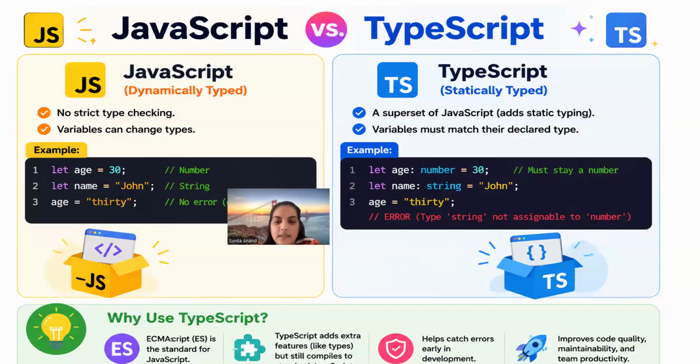It helps catch errors early in development. See here, at compile time itself you're getting an error, whereas in JavaScript you're not getting any error, right? It's dynamically typed. In TypeScript, while you're writing the code itself, you're able to catch the errors. So it helps you very quickly understand where your errors are, and improves code quality, maintainability, and team productivity.